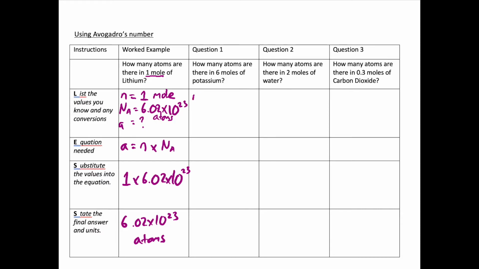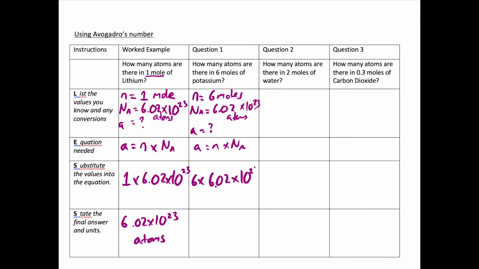So in question 1, we have 6 moles. We're dealing with a metal, so again, our Avogadro's number is in terms of atoms. And again, we're after our number of atoms. We're using the same formula. And this time, we're going to be doing 6 times 6.02 times 10 to the 23. And that comes out to be 3.61 times 10 to the 24 atoms.